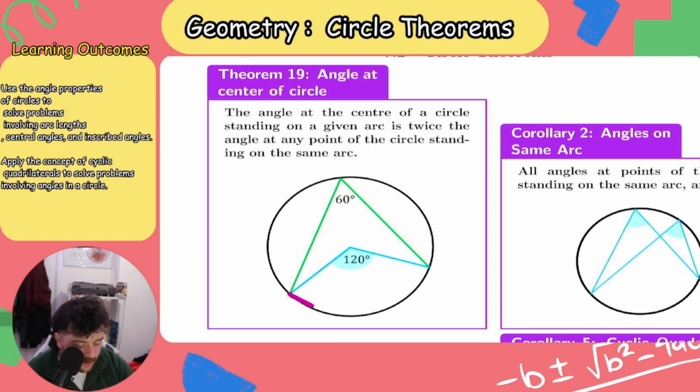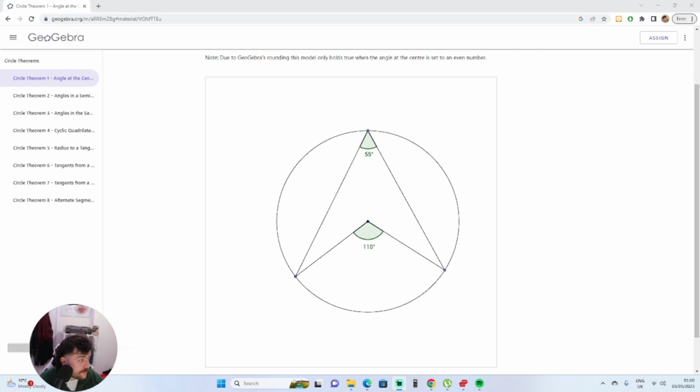See here, the angle standing on this purple arc. This is my center. If I connect two points to my center here, any other point that I make from the same arc that touches the outside of the circle is going to be half the inner angle. So let's have a little look at it in GeoGebra. So here's the theorem here.